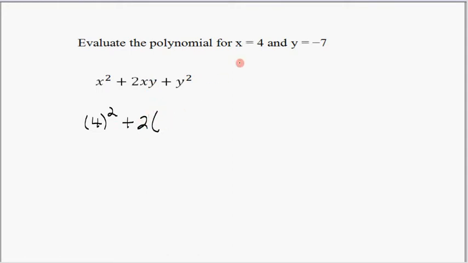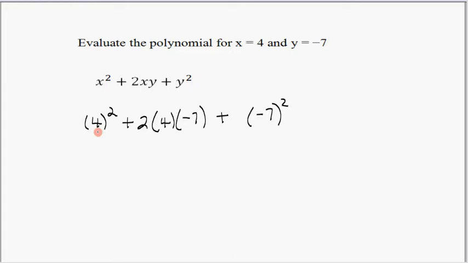So that's just going to be 2 times x is 4, times y is negative 7, plus y squared. So y is negative 7 squared. It's always a good idea when you're substituting in numbers for the variables to put them in parentheses. That way you won't mess up any of the signs.